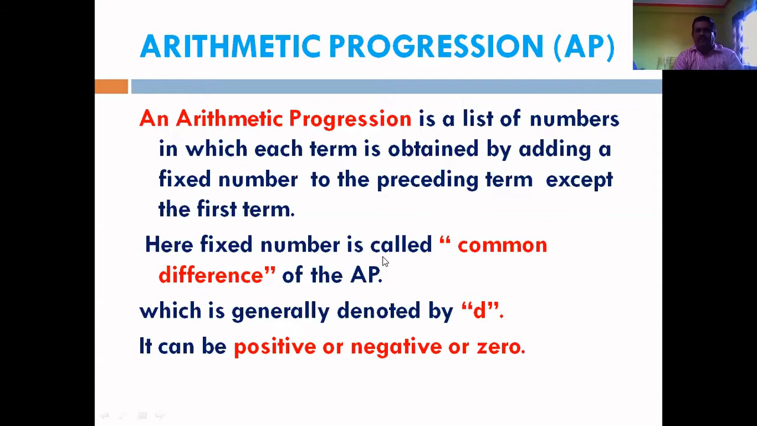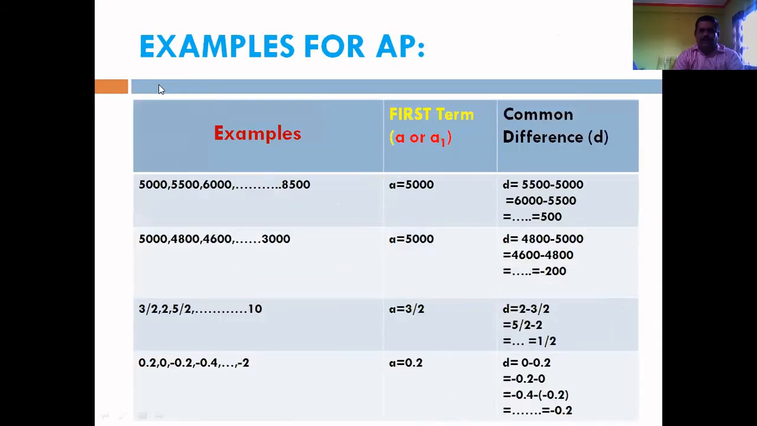Here the fixed number is called the common difference of the AP, which is generally denoted by small letter d. It can be positive or negative or zero. Now let us go with some examples for AP.